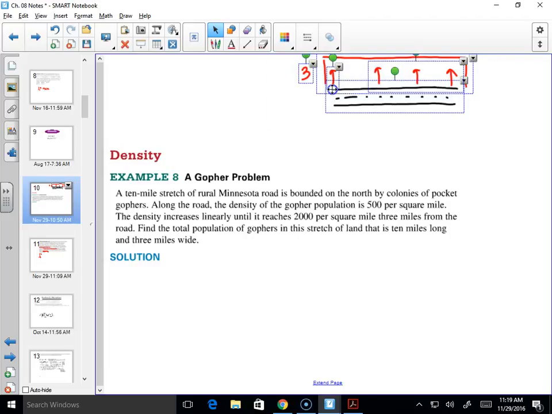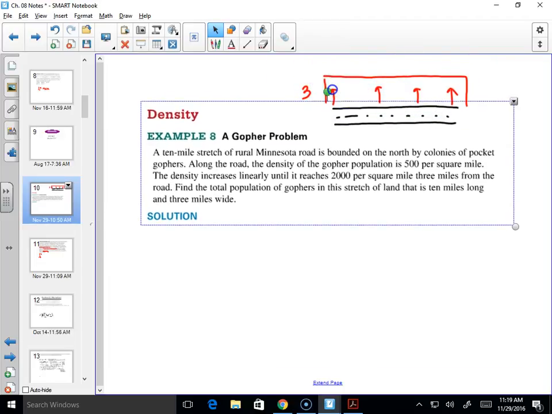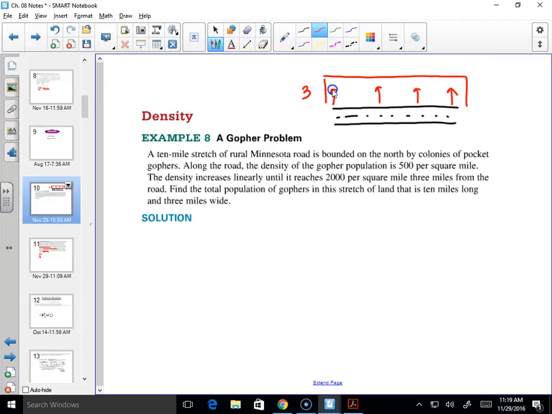I'll just work for the 10 on top. There we go. Okay. So it starts along the road. Along the road, the density of the gopher population is 500 per square mile, but the density increases linearly until it reaches 2,000 per square mile, 3 miles from the road.